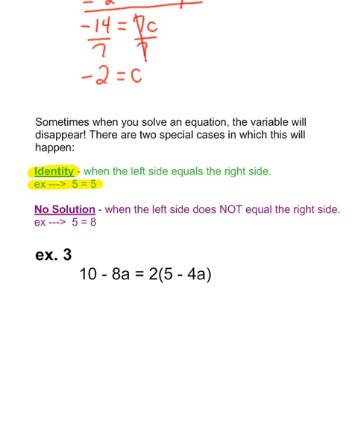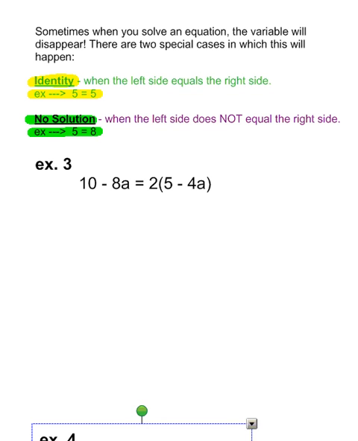But sometimes when you solve and the variables cancel out, your left side will not equal your right side, and that's what we call a no solution. And that's what happens when we have something like 5 equals 8 after we get rid of our variables. And these can be tricky, so we have to be very careful about how we're solving it. So the first example we're going to look at for our special cases is going to be example 3.